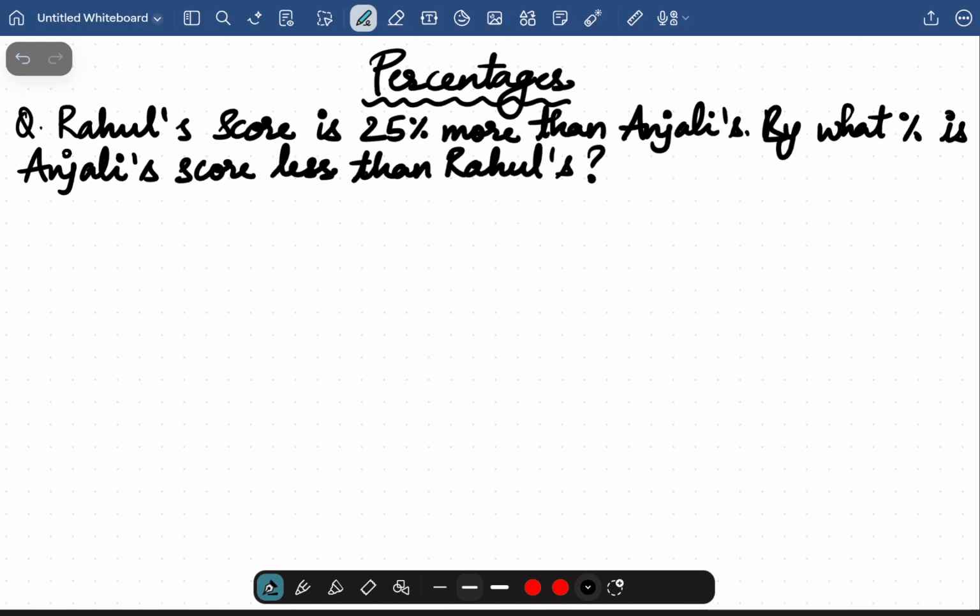And now we are going to do some word problems. CLAT doesn't care if you can multiply. It cares if you know who the base is. So now let's do the first question.